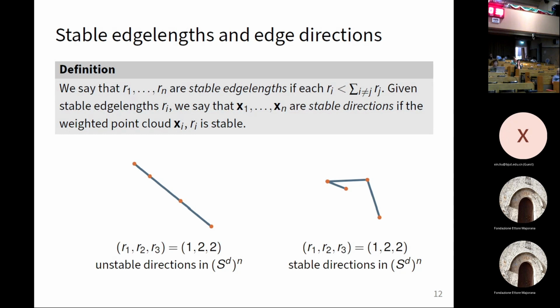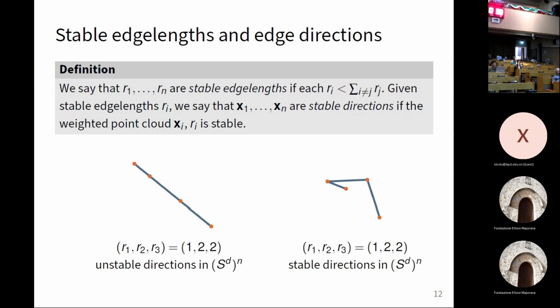So if I have a collection of lengths that I would like to see in my closed polygon, well, they can't be of the form 1, 1, 1, 7, because there is no closed polygon with edge lengths 1, 1, 1, and 7. It doesn't obey the triangle inequality. So therefore, I'll require my edge lengths to be stable, which is to say no edge length is more than the sum of all the other edge lengths, right? You can always get back. And given that, we can say that directions are stable if the weighted point cloud is stable. So it's a combination of which way you're pointing and what your edge lengths are.